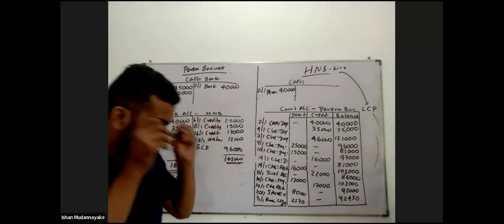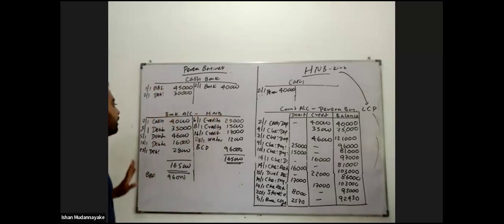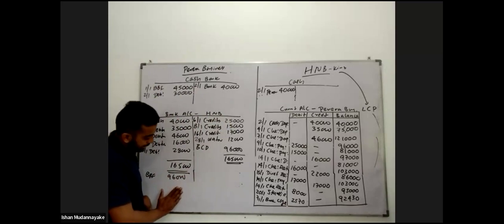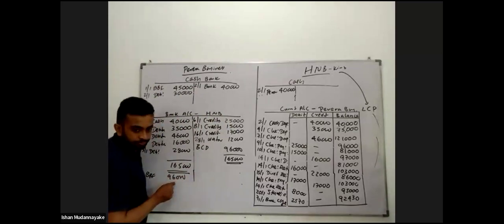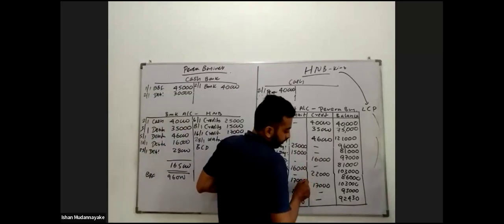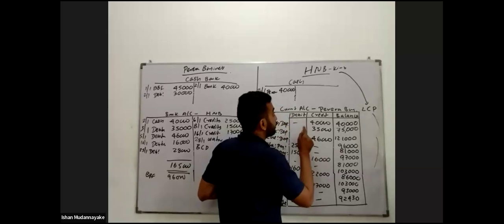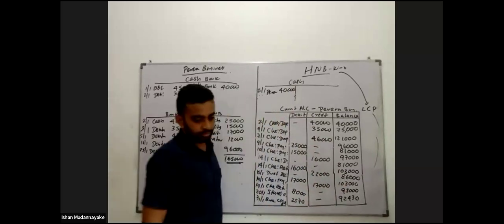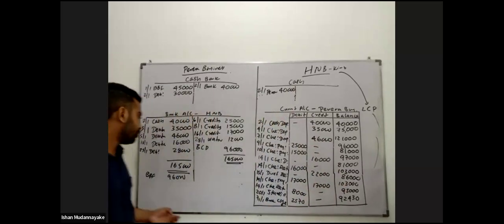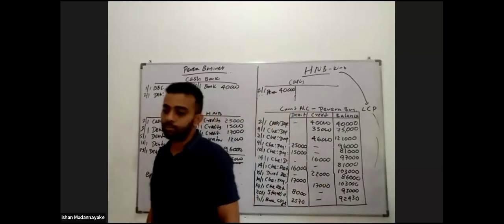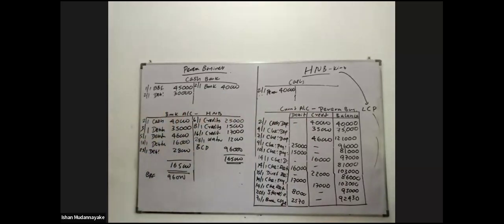Now here, the balance as per the bank account of the business is 96,000. But according to the bank statement, the balance payable to the business by HNB Bank is 92,430. There's a difference. Our balance shows 96,000, but HNB Bank shows 92,430. There's a difference between the two account balances.